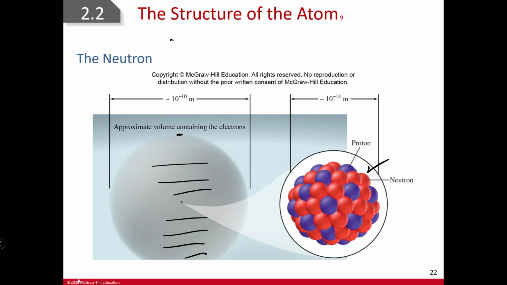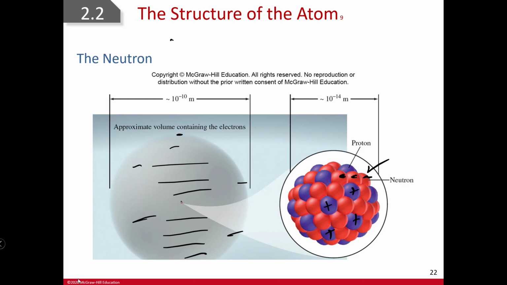Inside that nucleus, this is what we could see if you could see it under a microscope. We can't, but this is what it would look like. You would have neutrons that are neutral in charge. So there's no charge here, here, here. And then you'd have the positive charge protons. So again, no charge on the neutrons, positive charge on the protons, and then the negative electrons are out here somewhere. All right?